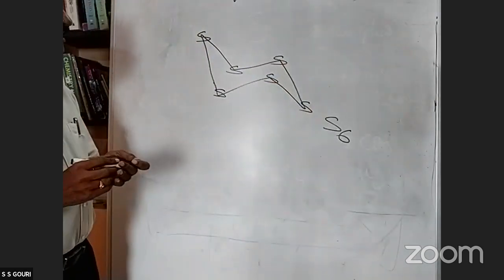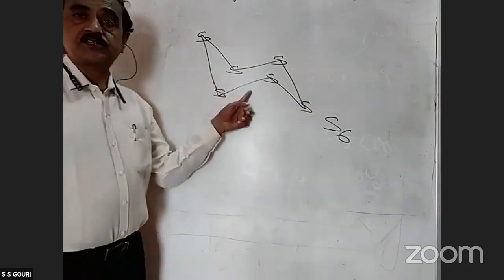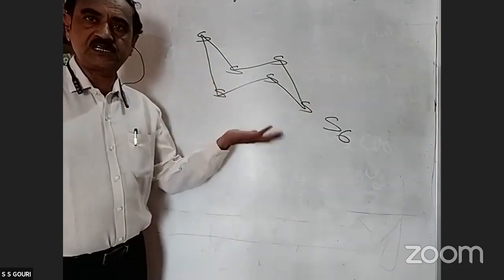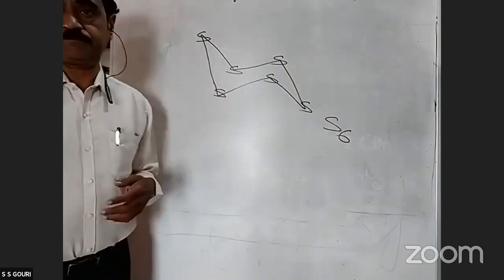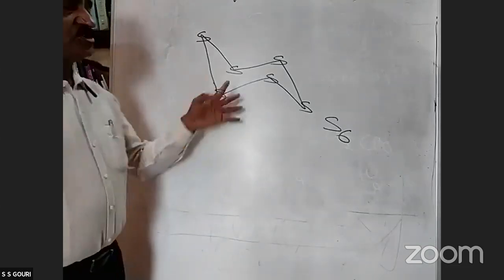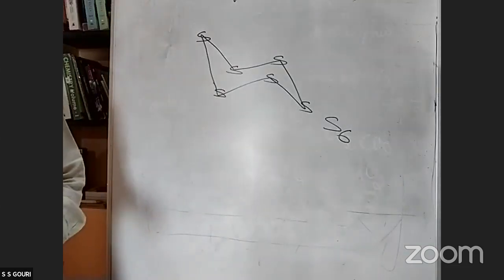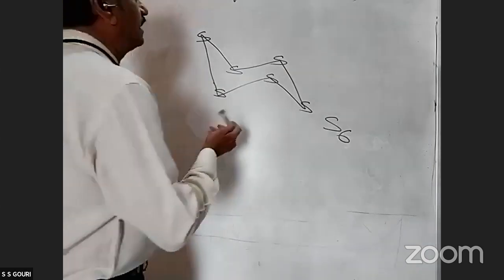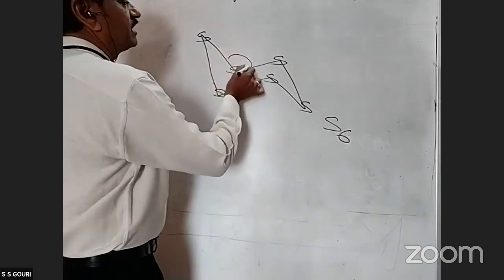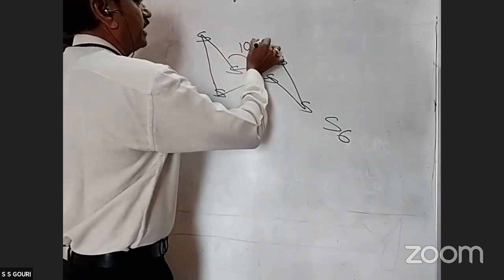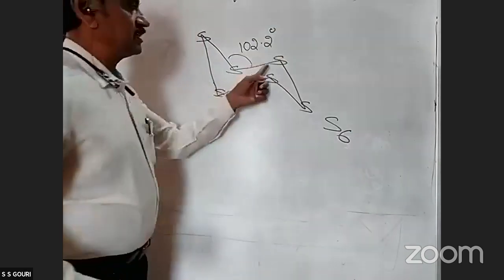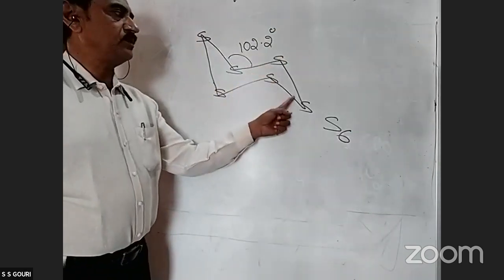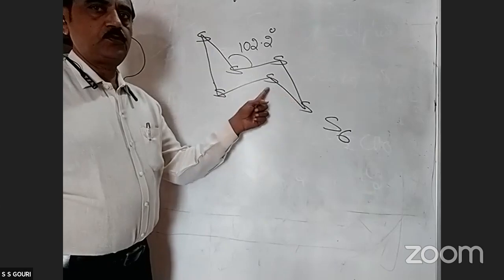It has a chair-like structure. Chair, a type of structure. Okay, a chair-like structure with a bond angle of 102 degrees. Bond angle 102.2 degrees. All these angles, here it is 102.2, here it is 102.2.